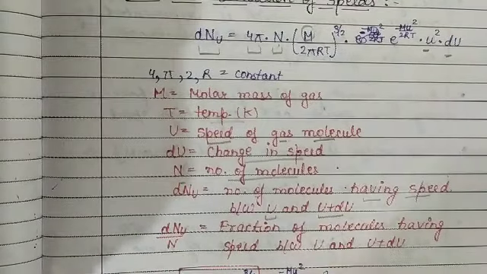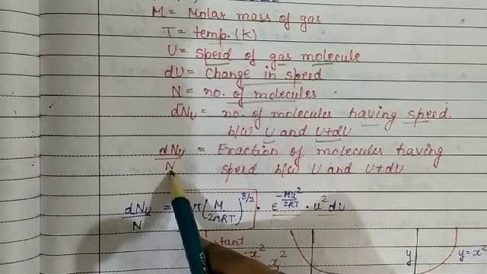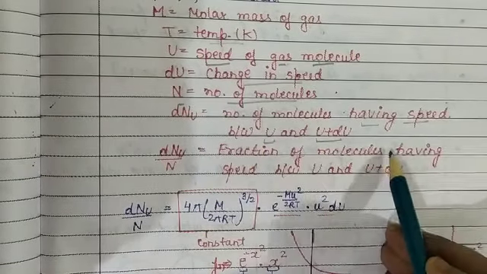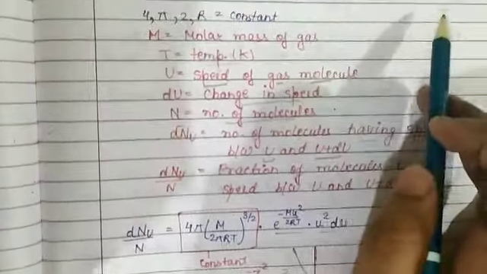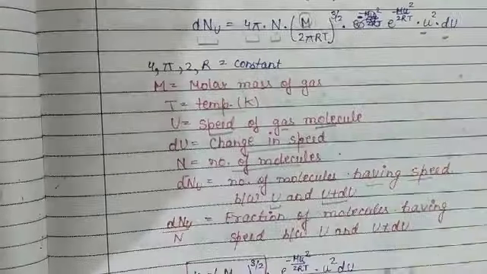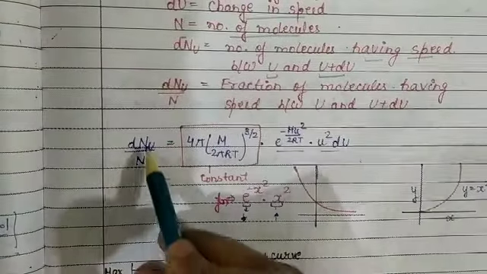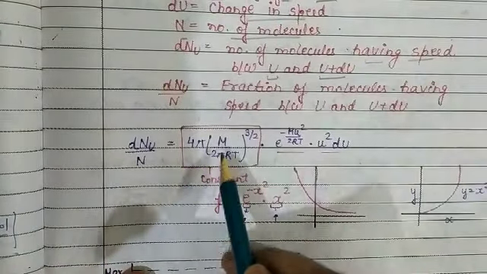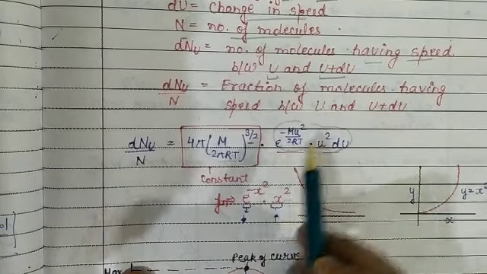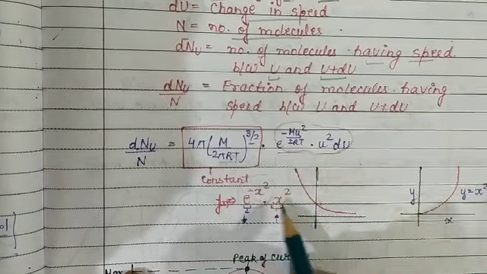dN_u by N is the fraction of molecules having a speed between u and u plus du. So when we take N to this side, the fraction becomes dN_u by N equal to 4π (M / 2πRT)^(3/2) into e raised to the power minus Mu² upon 2RT, into u². This term is constant, so the graph will converge into e raised to the power minus x² into x².